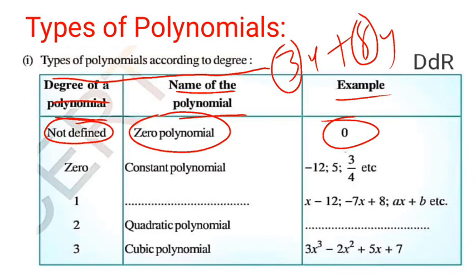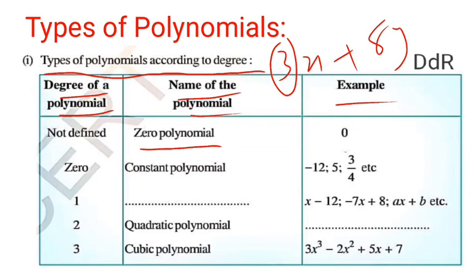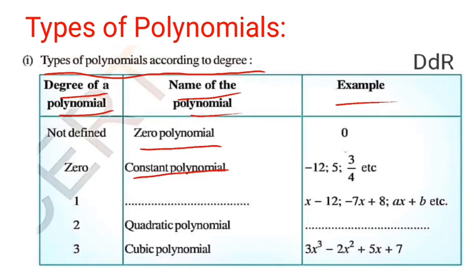If the coefficients are zeros, what will happen? 0 into x will become 0, 0 into y will become 0. So then there are no variables. If there is no variable, then how will you find out the degree? That is why the degree of a zero polynomial is not defined. We cannot find the degree of a zero polynomial, and the example for the zero polynomial is 0.